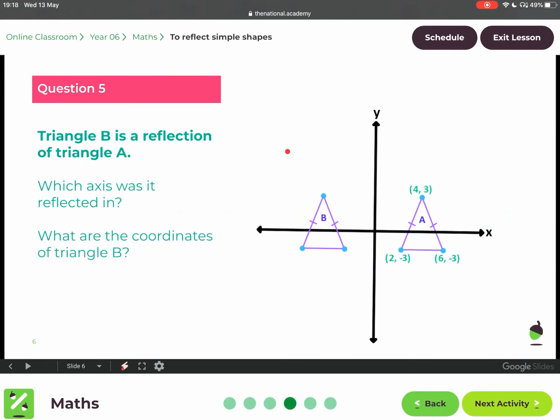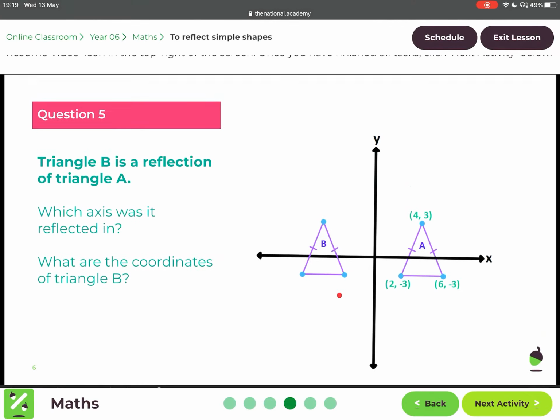Question 5, sorry. Triangle B is a reflection of triangle A. Which axes was it reflected in? What are the coordinates of triangle B? So first, it was reflected in the x-axis. And what are the coordinates of triangle B? So here it would be this one. The coordinates of this would be -4, 3. Coordinates of this would be -6, -3. And this one would be -2, -3. After that, you would go and mark it.